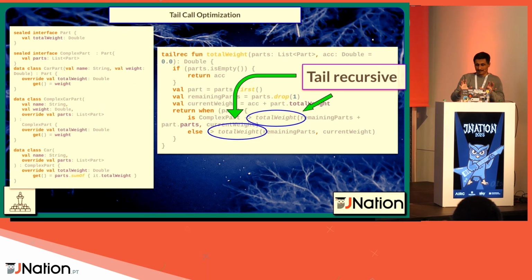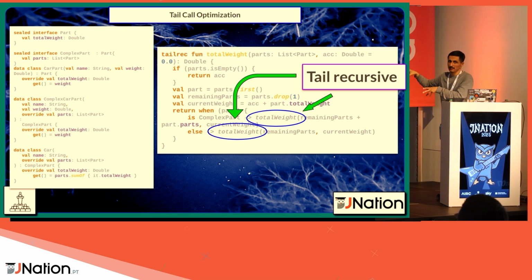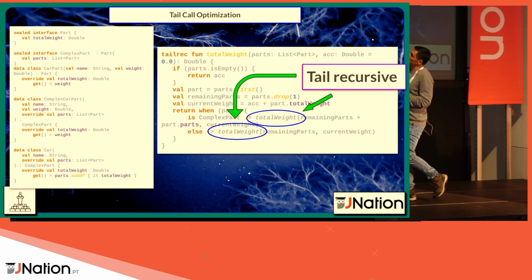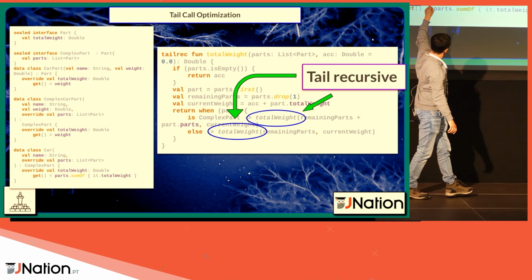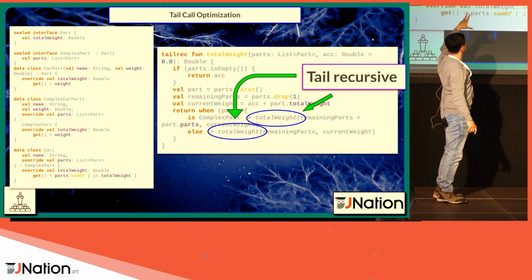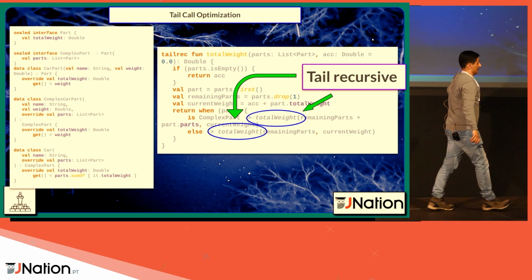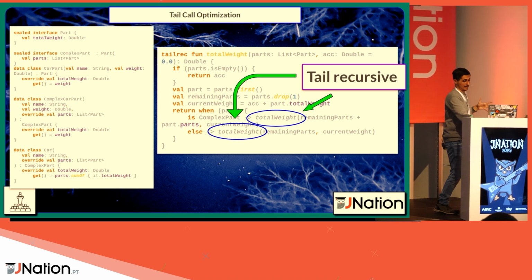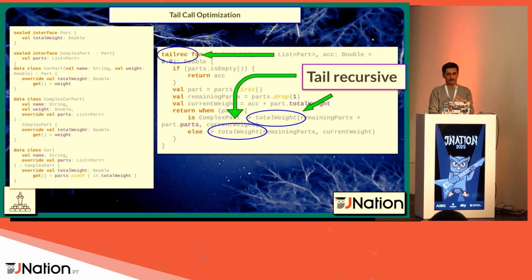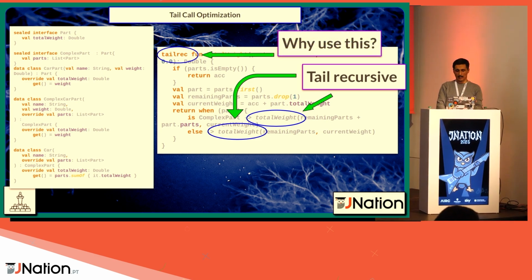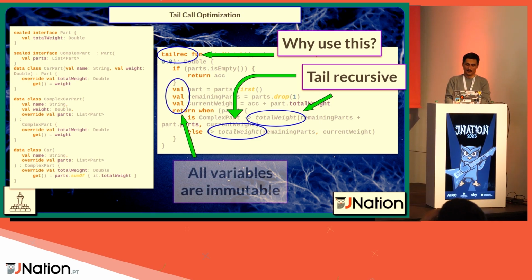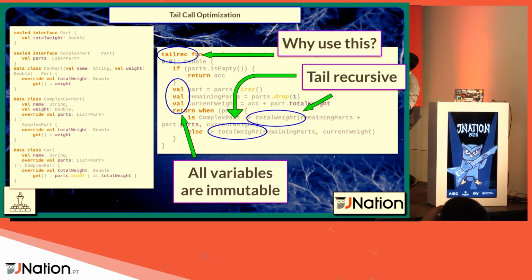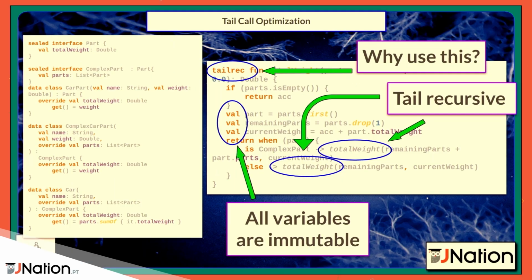Regardless of what this function does, if you're curious, it simply calculates the weight of all the parts of a car, and it goes recursively into all of these parts following this structure to get the weight of the whole thing. It's just an example. So what we see here is that I've applied tailrec to it. I've realized that this is tail recursive, and one of the things is that I was able to use only immutable variables, which is also a thing in Kotlin.